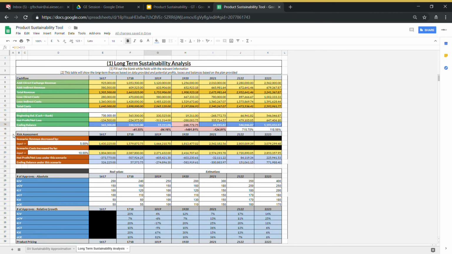And then there's one more table in the risk assessment. So let's check what if, based on the calculation of the cash flow that you did, there is actually a risk of 5% in terms of receiving revenue and a risk of 10% in terms of incurring more costs. So this would automatically calculate the net profit or net loss under these scenarios of revenue decrease and cost increase. And then there is an ending balance that is also related to the scenario.